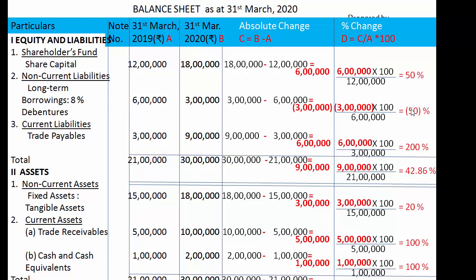50%, negative 50% is equal to 0, and 200%. It is not equal to the total of percentages, because it is calculated by these two values. So it is not the total of the above values. In all the other columns these are totals of the above values, but in the percentage column it is not the total of the above values. In the asset part, 20%, 100% and 100% against 42.86%. It is also not the total of these three items.